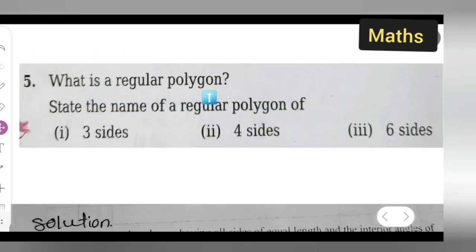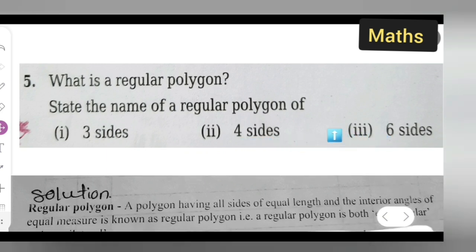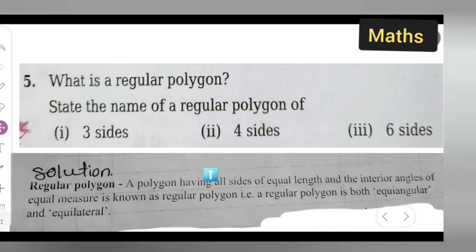What is a regular polygon? Now let us see what is a regular polygon. State the name of a regular polygon of 3 sides, 4 sides and 6 sides. So first, what is a regular polygon? A polygon having all sides of equal length and the interior angles of equal measure is known as a regular polygon. That is, a regular polygon is both equiangular and equilateral. So this is the definition of the regular polygon.